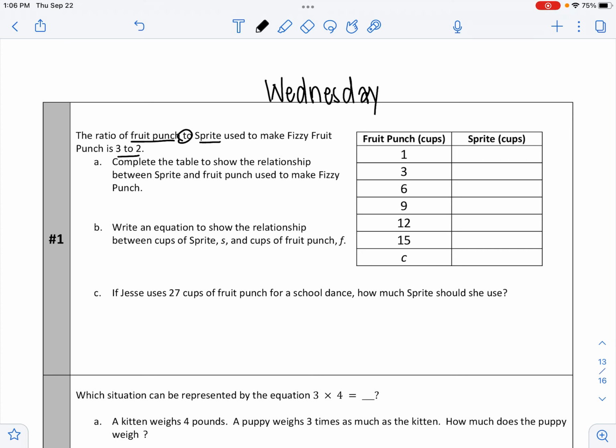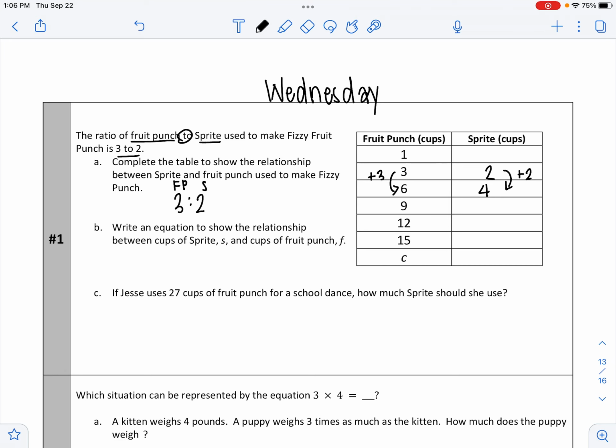Well, right off the bat, I know a ratio of 3:2. It can always be helpful to write that down just to keep myself straight of what I'm talking about. 3 is the amount of fruit punch, and for every 3 fruit punch, I have 2 Sprite. In my table, I see 3 fruit punch, and so I know that for those 3 fruit punch, I'll need 2 Sprite. Now, that also means that if I add 3 more fruit punch, to keep the ratio the same, I need to add 2 more Sprite for a total of 4 Sprite.